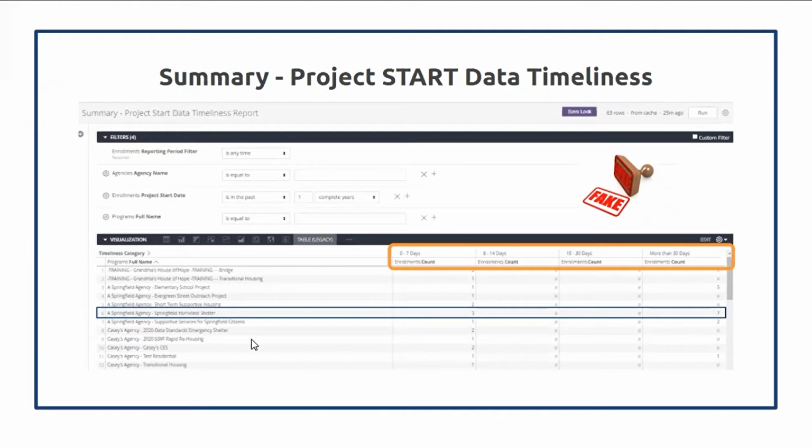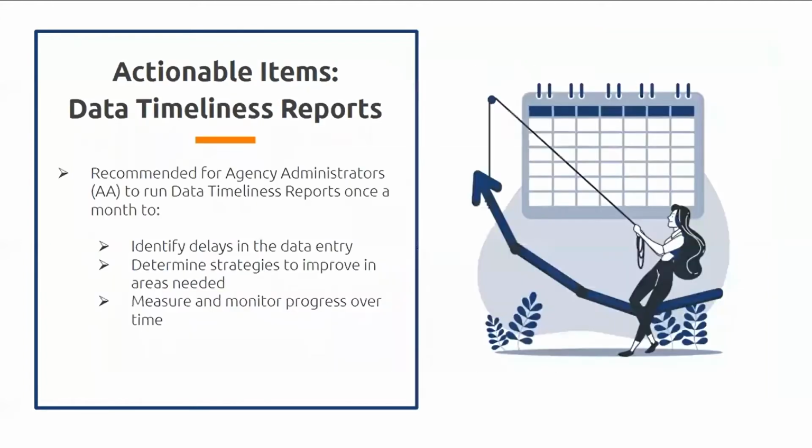So for example, if we look at the Springfield Homeless Shelter that we have circled in the report, we can see that there are 7 clients whose data took more than 30 days to be entered in HMIS. So this is like a warning sign for us, and it's something that we should pay attention to. We also have these reports for services and exit information, but the format is the same.